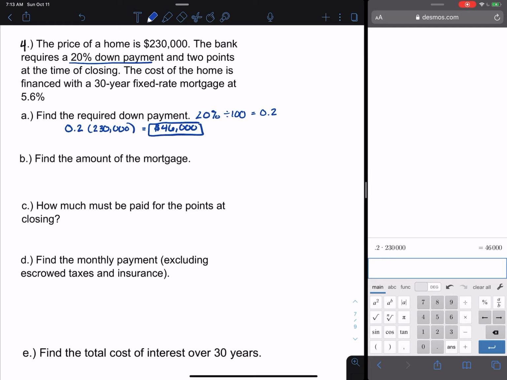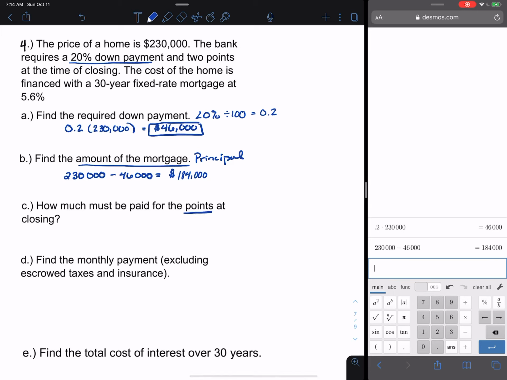Now let's look at Part B. They say find the amount of the mortgage. Remember, amount of the mortgage is another way to say principal. So to find the principal, we're going to take the cost of the house, or the sale price of the house, the $230,000, and subtract out the down payment. Because we're paying that down payment ahead of time, we don't need to borrow that amount of money. So when we do that, we find that the amount of the mortgage is $184,000.